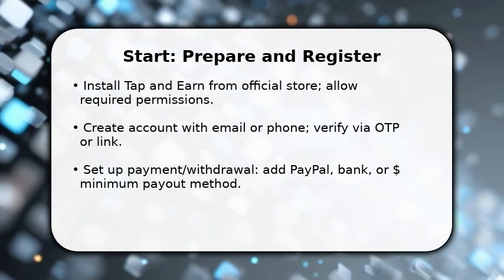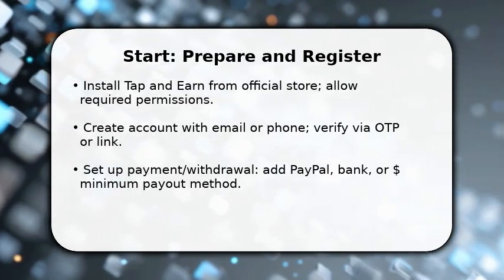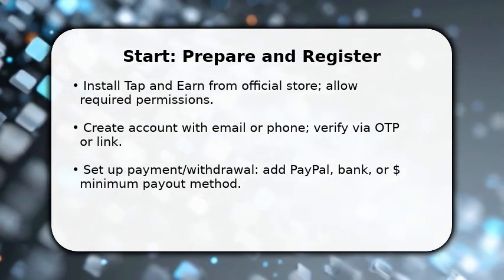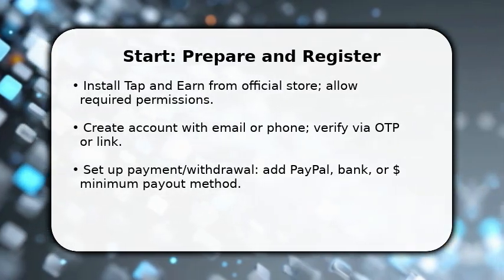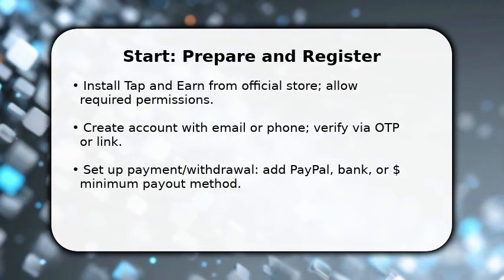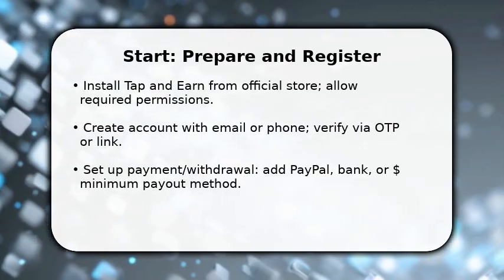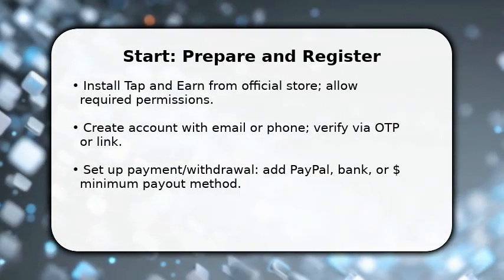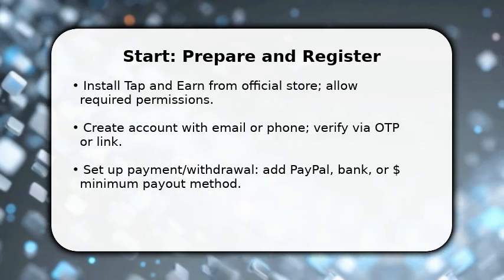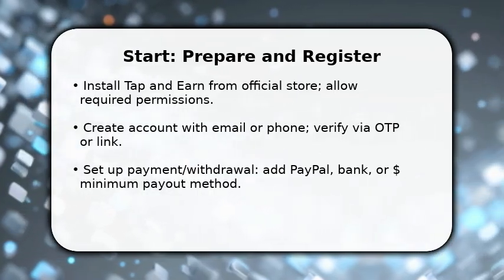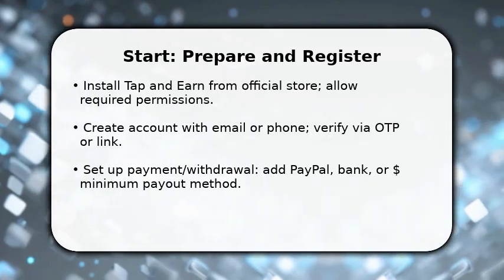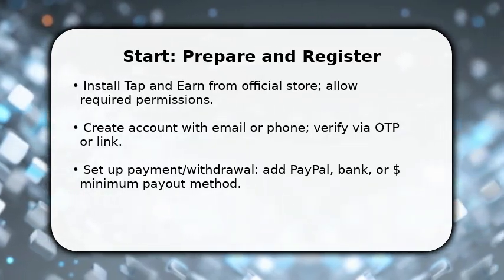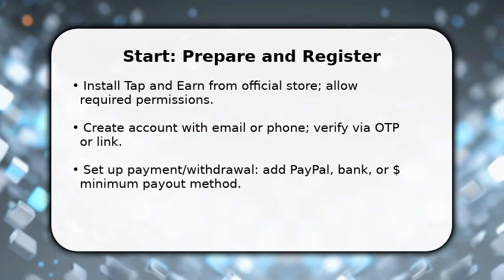You start by getting access and clearing the basics fast. Install the Tap and Earn app, grant permission for notifications and storage so tasks run smoothly. Once installed, create your account and verify with the OTP. This confirms identity and unlocks offers. Make sure to add and verify your payout method now, because tasks credit faster when a withdrawal path exists. These steps let you begin earning immediately and prevent holdups later when cashing out.